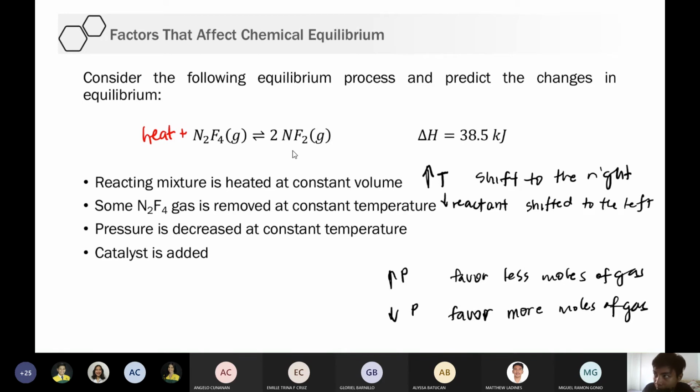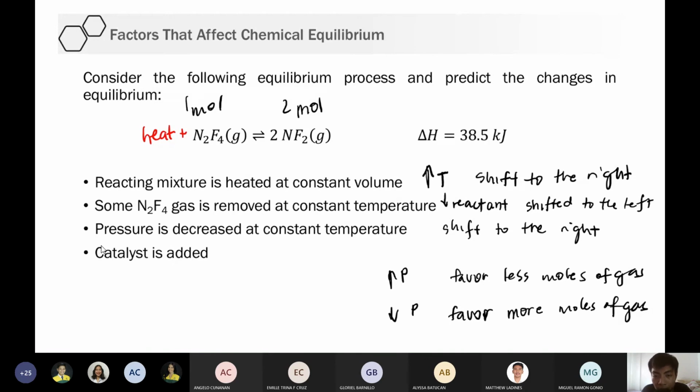Ganito gagawin nyo. Look at the equation. Bilangin mo kung ilang moles of gas you have for the reactant and for the product. For the reactant side, we have 1 mole of gas. For the product side, we have 2 moles of gas. Basahin uli yung question. Pressure is decreased. If you decrease pressure, it will favor more moles of the gases. Asan yung more mole ng gas? Nasa product side. So that means it will shift the reaction to the product side or to the right.